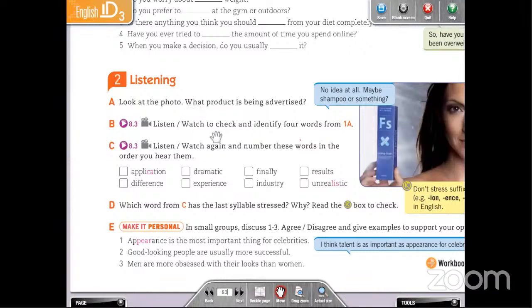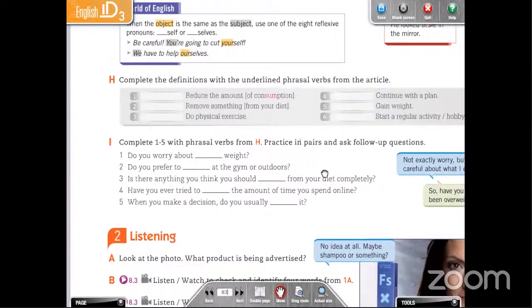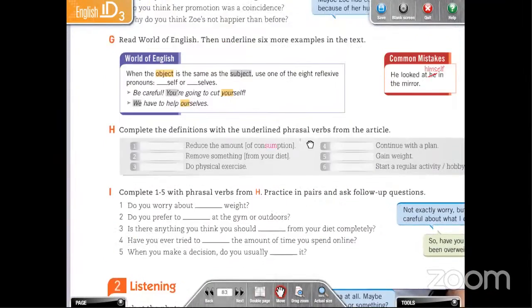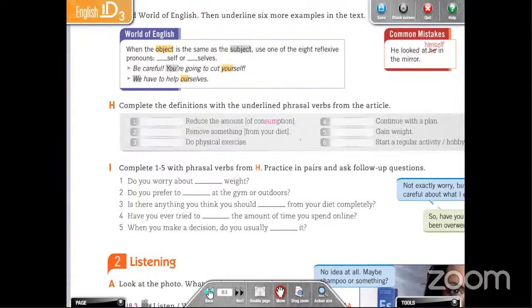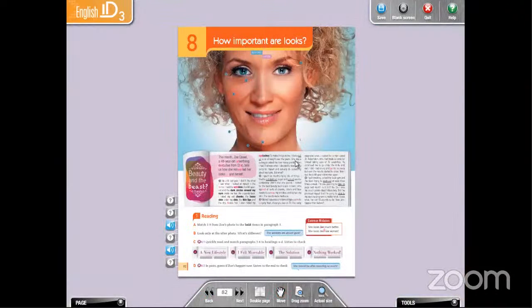Let's go to this one. Listen, watch to check and identify 4 words from 1A. We are going to watch a video and you are going to identify 4 words from 1A. So in this case, 1A is which one? From 1A, so from this one. Okay, wrinkles, dark circles around my eyes, all those parts, right? Okay, let's go with the video.